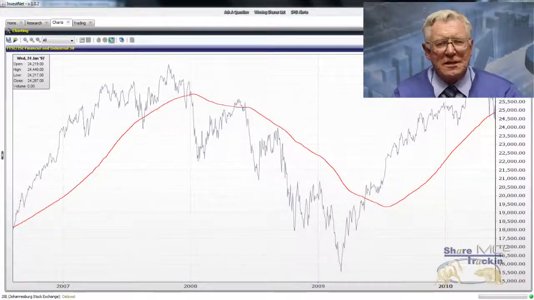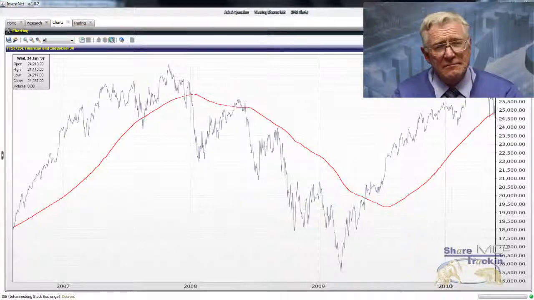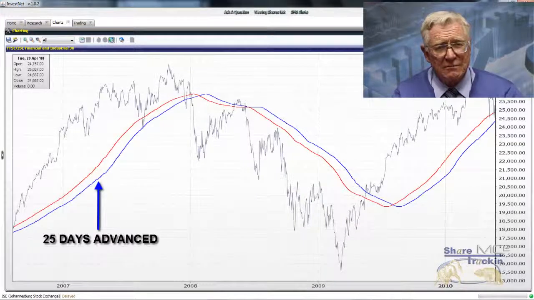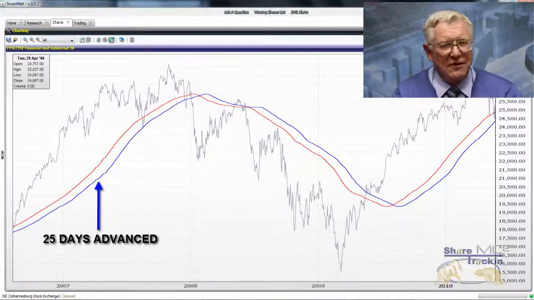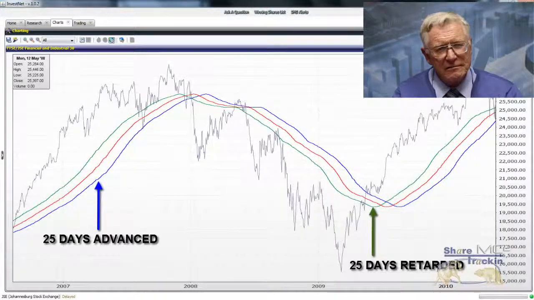This chart shows a simple 200-day moving average in red. And now I'm going to add another moving average, also a 200-day moving average, but one which is advanced 25 trading days. And that is going to be obviously in blue here. Then I'm going to add a third moving average, which is retarded by 25 trading days, in green.